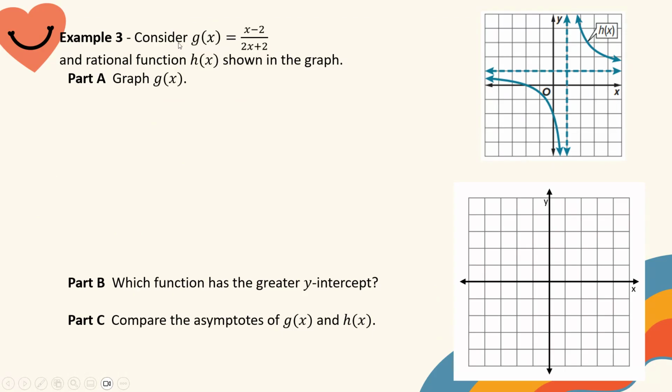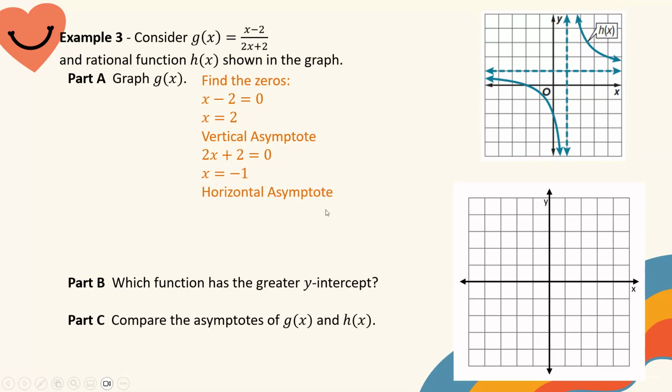Example 3. Consider g of x equals x minus 2 over 2x plus 2. Graph g of x. So first we're going to find the zeros. Setting the numerator equal to 0, we get x equals 2. So 2, 0 would be a point on the graph. And then our vertical asymptote will be the 0 of the denominator. So when I set 2x plus 2 equal to 0 and solve, I get x equals negative 1. They are the same degree, so our horizontal asymptote is going to be 1 over 2, leading coefficient over leading coefficient.